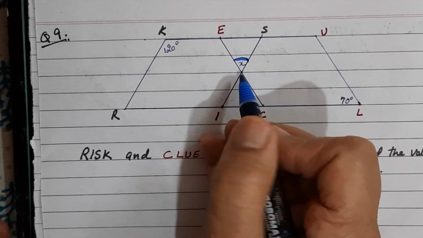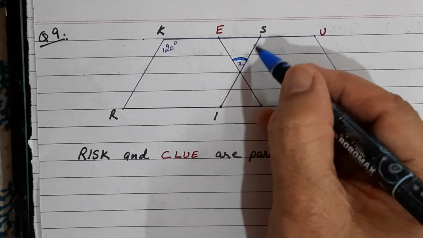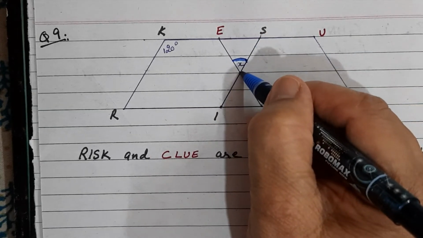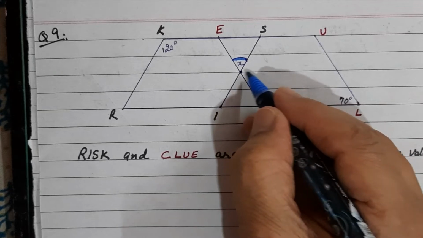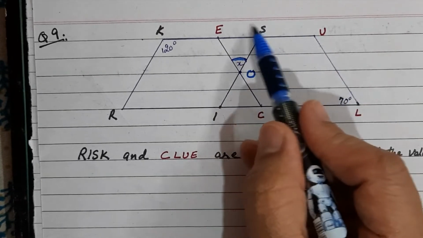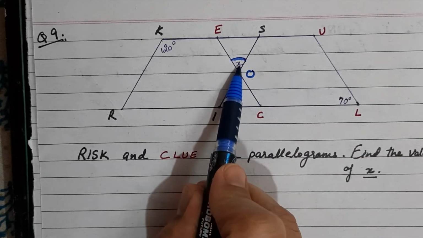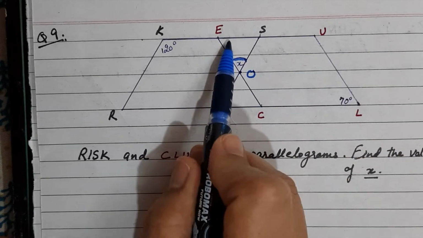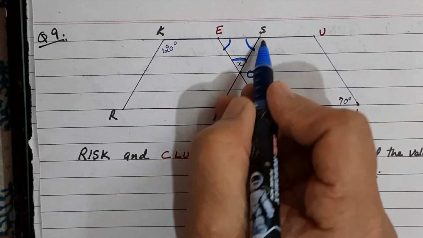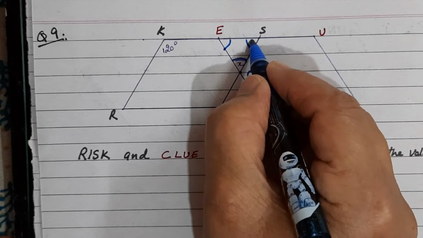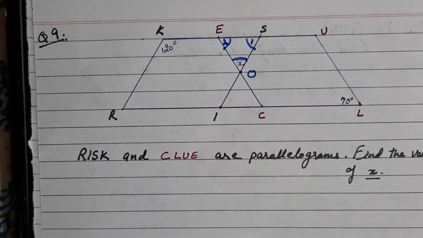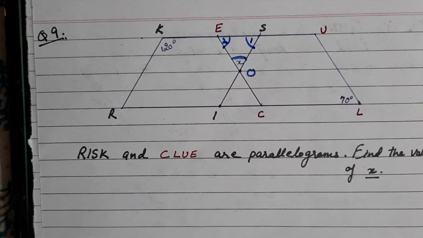So how to find out this x? If we see, this x is inside this triangle ES. Here the name is not given, so we will name this point of intersection as O. So EOS now is a triangle. Angle O is x, which we have to find out. So we should know these two angles. So let us name angle S as 1 and angle E as 2. So first we will find out the measure of angles 1 and 2.